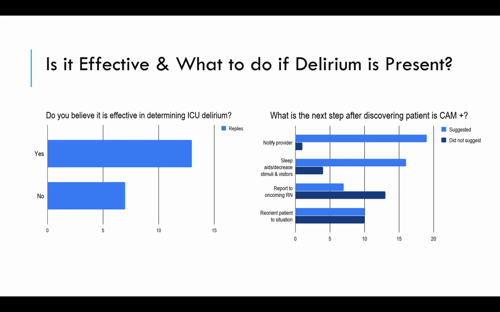What is the next step after discovering a patient is CAM positive? Almost everyone said notify the provider, which is very important because if we don't let the provider know, then the patient might not be able to have the proper interventions in place. Other people said implementing sleep aids, decreasing stimuli, and decreasing visitors, reporting it off to the oncoming RN so that way there's not a lapse in care, and reorienting the patient to the situation, which again is very important.